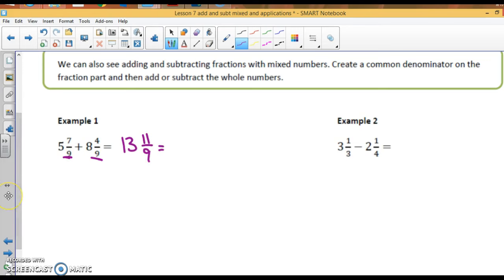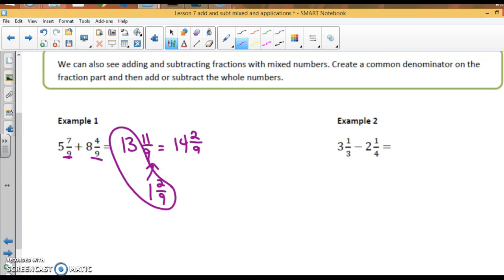Now, this needs to be renamed because this is improper. So 11 ninths: 9 goes into 11 one time, and the remainder will be 2 ninths. But we already have this 13. So 13 plus 1 is 14 and 2 ninths.